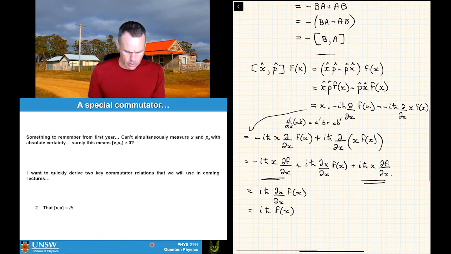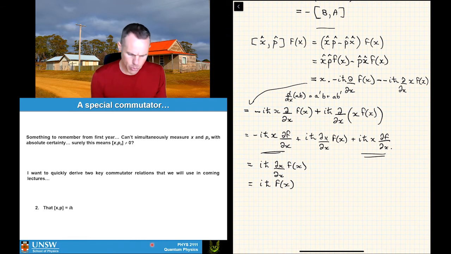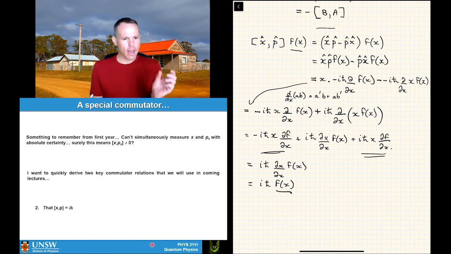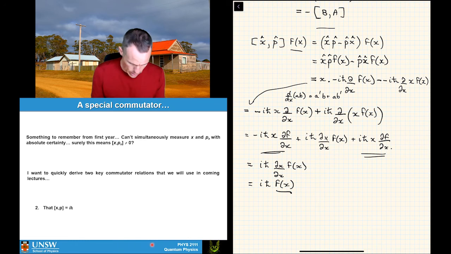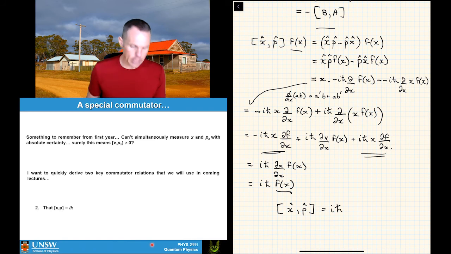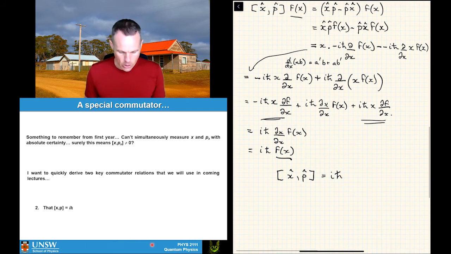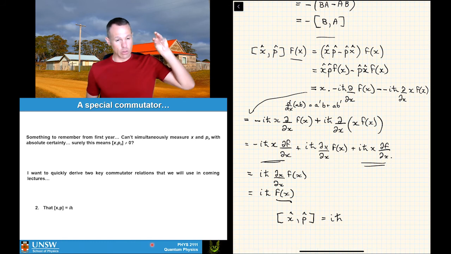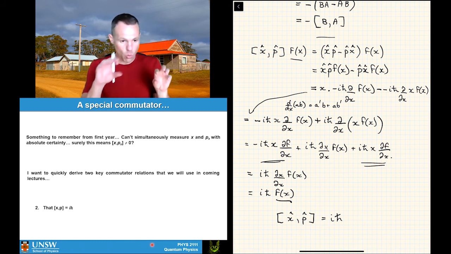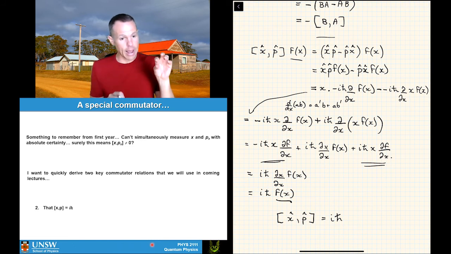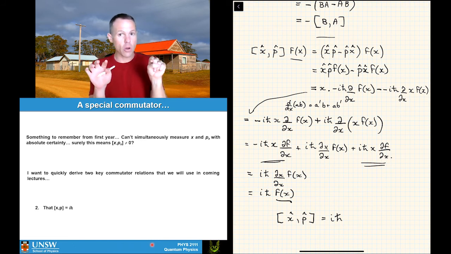Now what I can do is think back. At the start, I basically just put this f of x on the right, and here I've ended up with an f of x on the right, and what I can do is just remove it from the two sides. So what I've really got here is my commutator x hat p hat is equal to i h bar, okay? And so all I've really done there is just used the function that I've put in there as a placeholder to enable me to work through the derivative and cancel out two of the three terms that get me to the final answer.